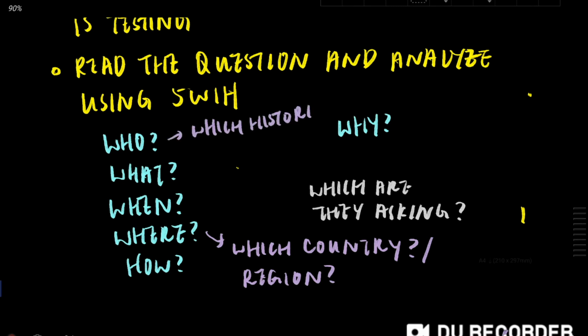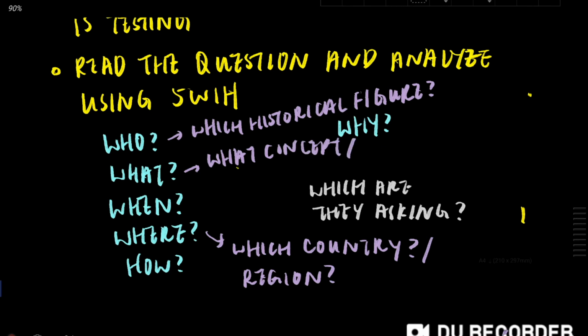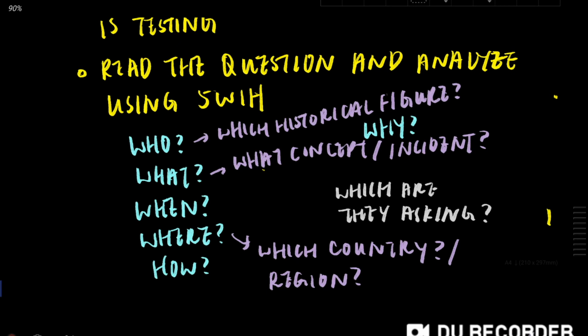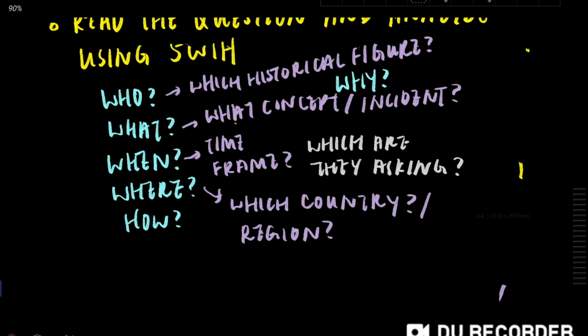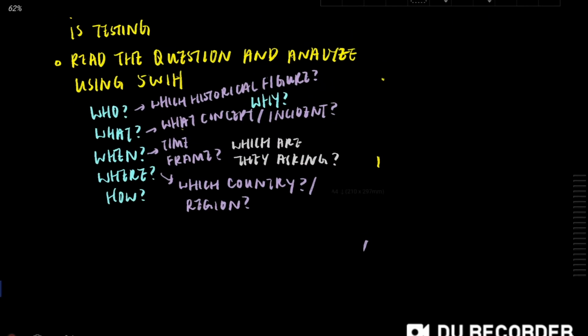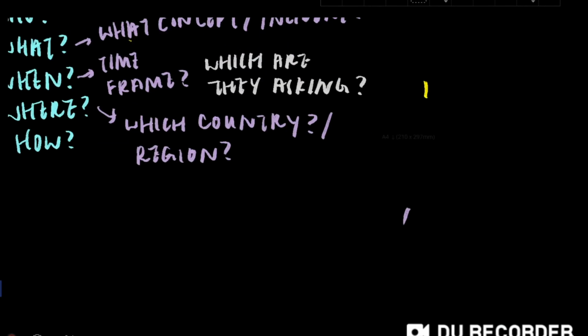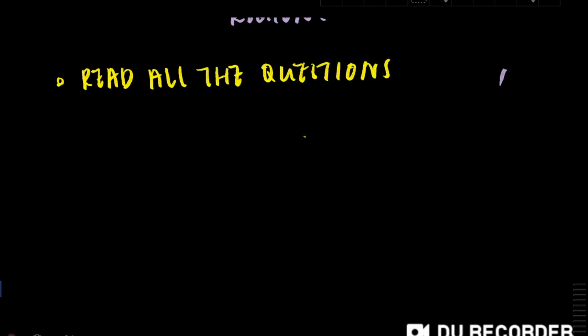And then for who, sometimes they will ask questions about historical figures, so you must know who they are. And then for what, for example, what concept or incident they are asking about, so you must make this information correct and clear to yourself. And then also, very important is the time frame, because you need to cite relevant historical evidence from the time frame.